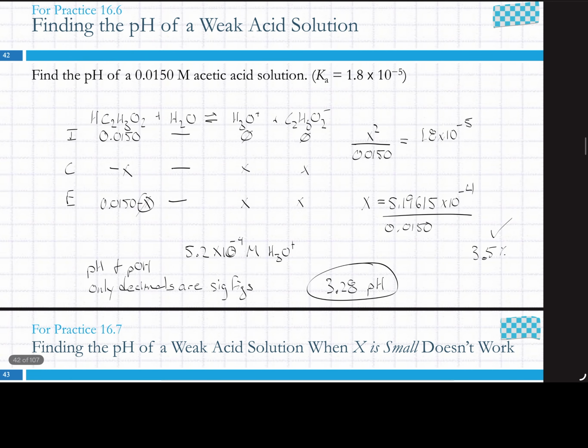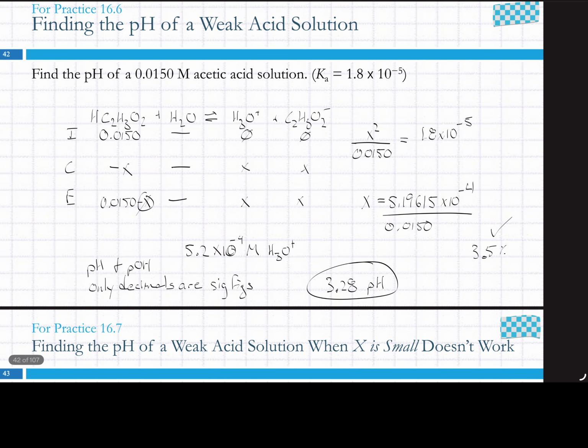Oh, and then again, we need to consider the autoionization of water, because the autoionization of water is 10 to the negative 7. It's not going to affect this number with any sig figs.